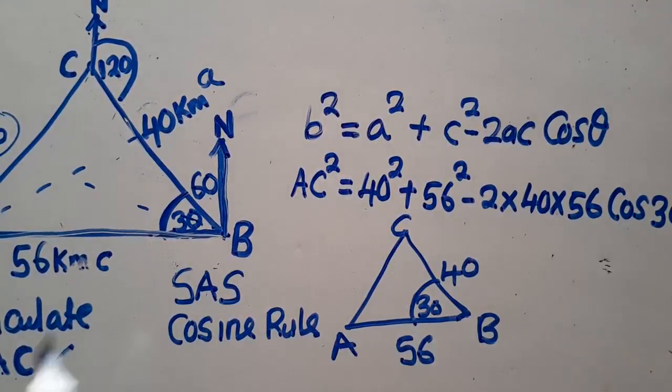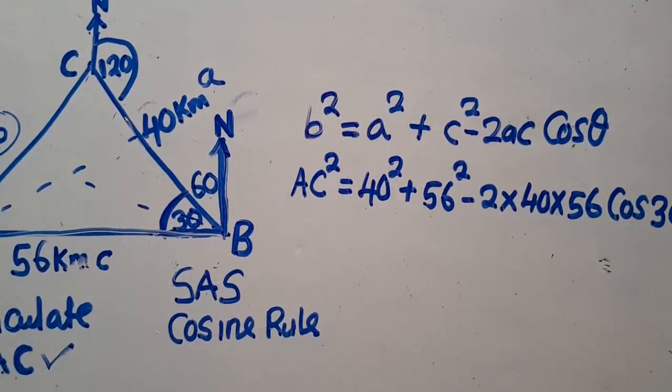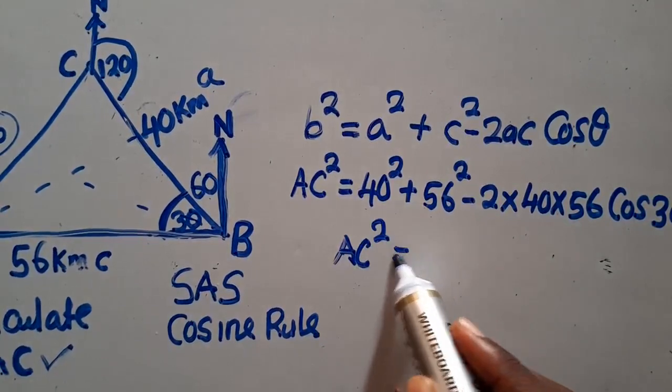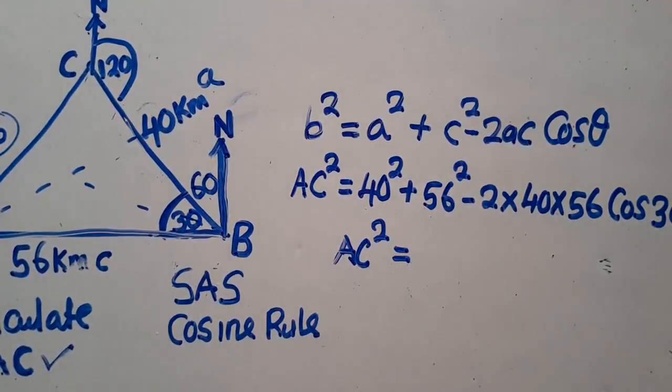the bearing. We've handled that question. So this is a triangle that we are looking at now. So now you just do the substitution there, where you say AC squared is equal to, you get to add everything there the way I've written. So we start 40 squared plus 56 squared minus 2 times 40 times 56 cos 30.